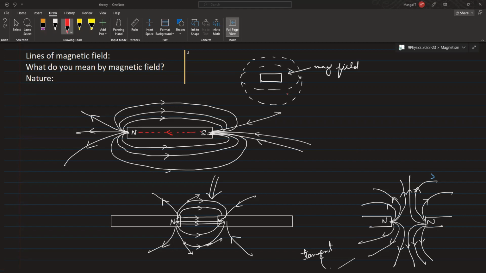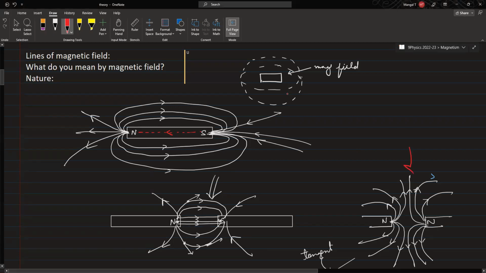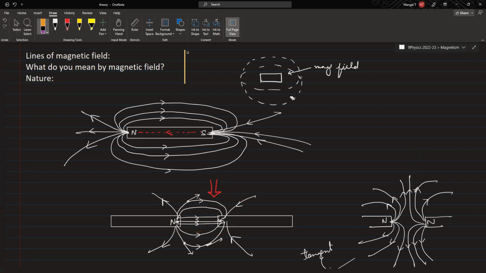These field lines apply lateral pressure on each other. So you can see this, they apply lateral pressure on each other. That explains repulsion. The field lines act like a rubber band and they are contracting. That explains attraction. So these lines are going to contract and therefore they are going to pull the magnet closer.